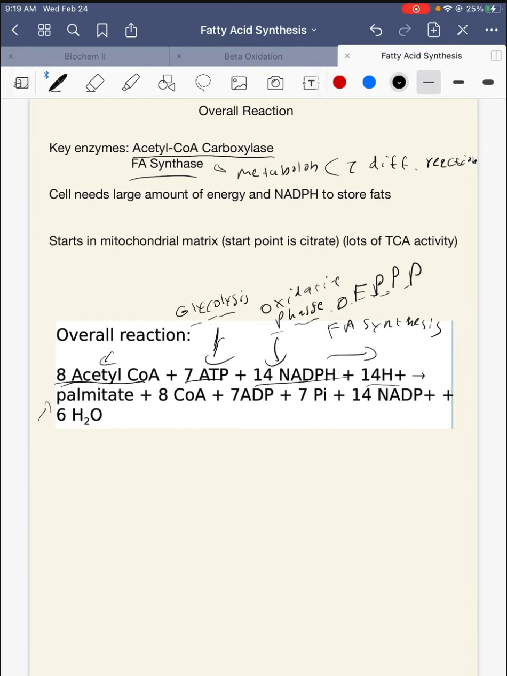So we said that fatty acid synthesis happens in the cytosol, but it actually starts in the mitochondrial matrix, because our start point is citrate. When we think about where citrate comes from, the TCA, we also need lots of TCA activity. So in order for the cell to store acetyl-CoA as fatty acids, we'll need a lot of citrate, and that means a lot of TCA activity. We'll need a lot of ATP that comes from glycolysis, and then we'll need a bunch of NADPH, which comes from the oxidative phase of the pentose phosphate pathway.